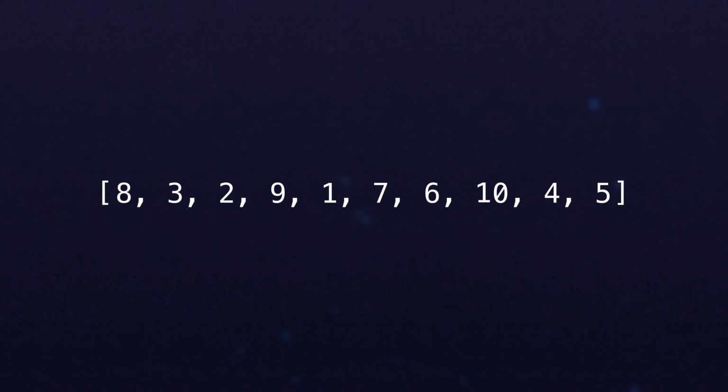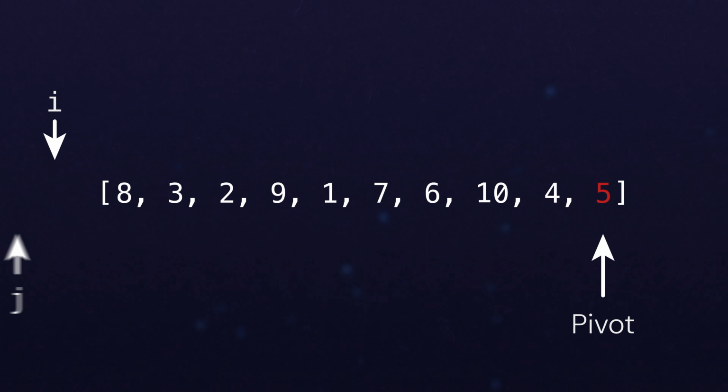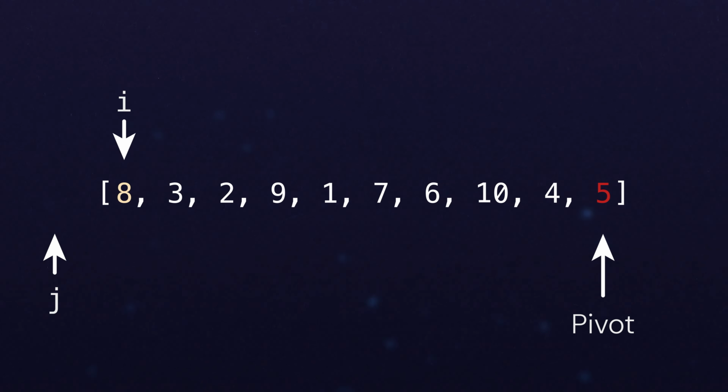We'll start with a random list of numbers. The first thing we need for Quicksort is a pivot number, and to keep things simple, we'll just arbitrarily use the element at the end of the list. In this case, 5. Next, we need 2 pointers, i and j, to keep track of things as we're gonna be swapping them around. i will start at the first number, 8, and j will start at the second number, 3.